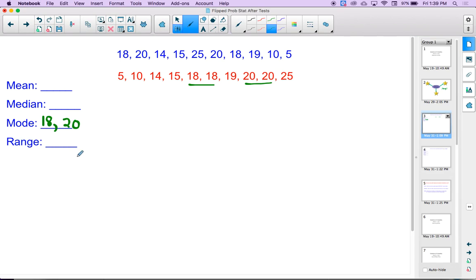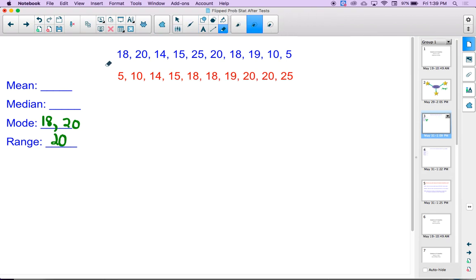The next easiest one is the range, I think. The range is when we take our largest minus our smallest. 25 minus 5 is 20. And remember, the range only tells us the spread of the data, how far it is to get from the lowest point to the highest point. Our next easiest is the median.